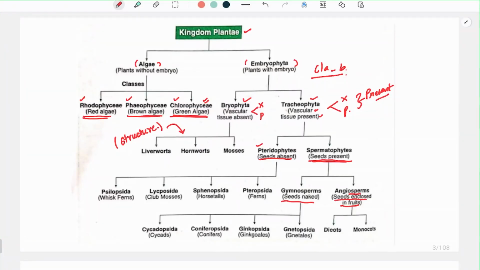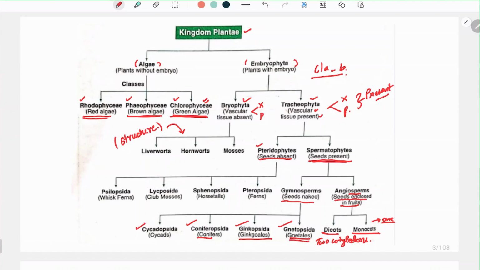Now angiosperms are further divided into dicots and monocots. Dicots have two cotyledons, and monocots have only one. Gymnosperms, which are naked seeded plants, are further divided into Cycadopsida, Coniferopsida, Ginkgopsida, and Gnetopsida. It is called Gnetales. Okay? So Cycadopsida is cycads, Coniferopsida is conifers, Ginkgopsida is ginkgoales, and Gnetopsida is Gnetales.